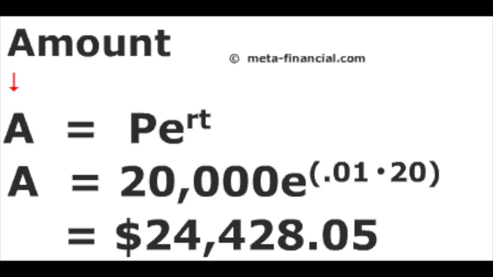In this example we want to find A, which is the final amount of money we will have after 20 years. P is our initial amount. We multiply this times e. Then you have to apply the exponent multiplying 0.01, which is the rate, times 20 years, which is the time taken, and then you will have the ending result of $24,428.05.